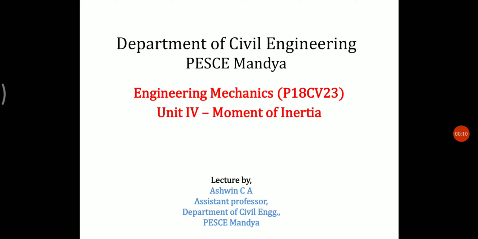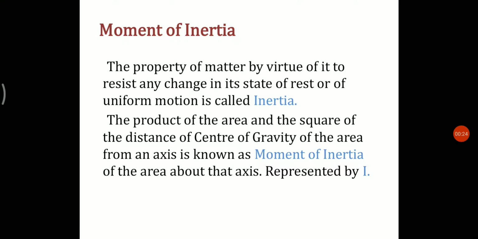In this lecture, we will understand what is moment of inertia, parallel axis theorem, perpendicular axis theorem, and some other relations. The property of matter by virtue of which it resists any change in its state of rest or of uniform motion is called inertia. The product of the area and square of the distance of center of gravity of the area from an axis is known as moment of inertia, and it is represented by I.